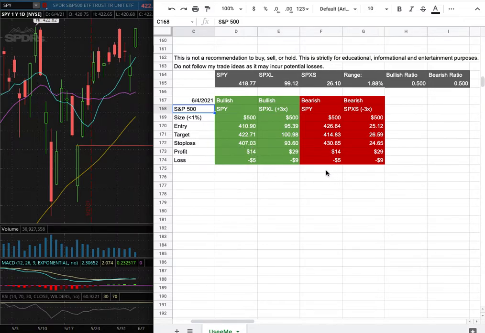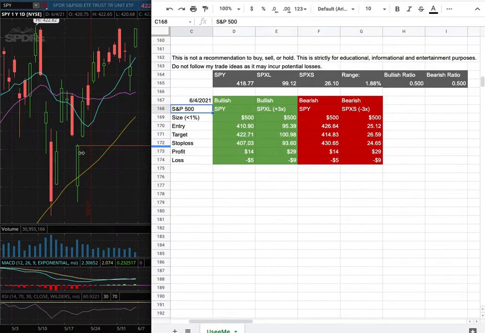However, if I were to open a short position, my entry is at $426.64. My sell target is at $414.83, and my stop loss is at $430.65. So whichever entry price were to hit first, that'll be my position of the week.